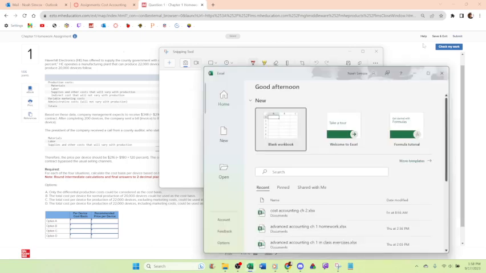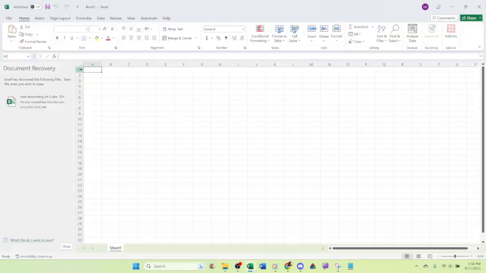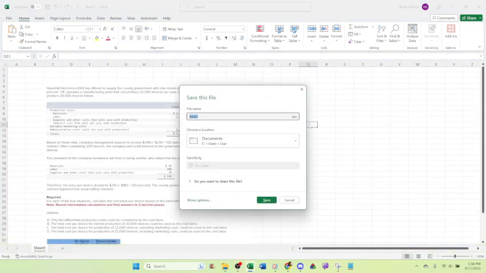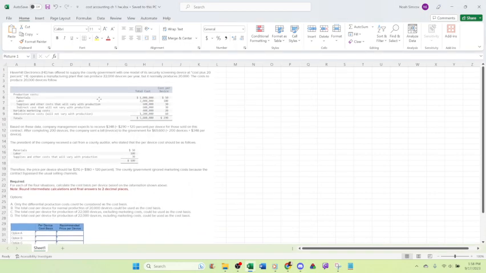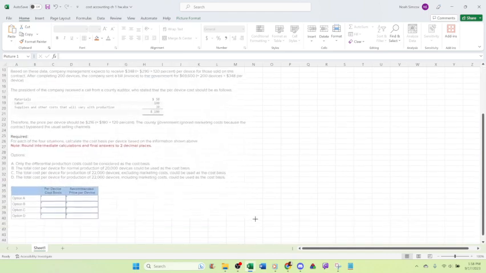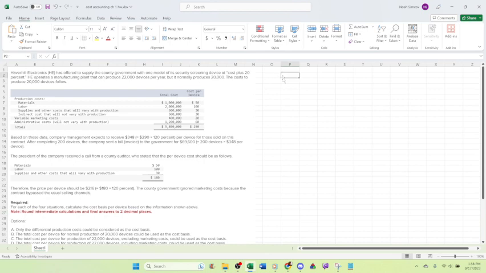Accounting, chapter 1, homework. It's a little small. I want to be able to read it here. Sorry.